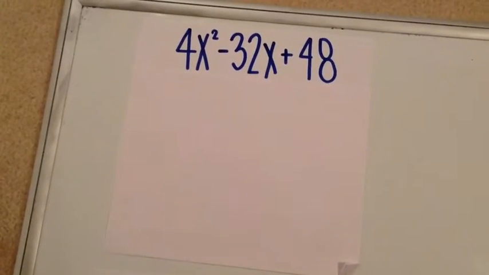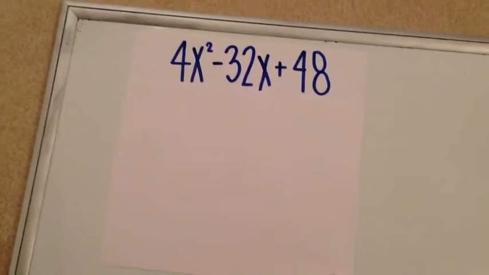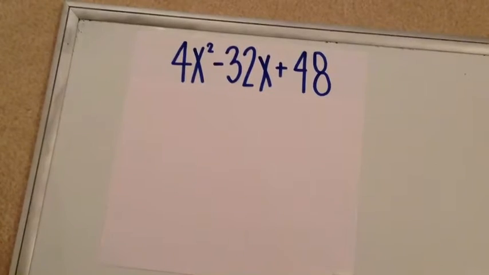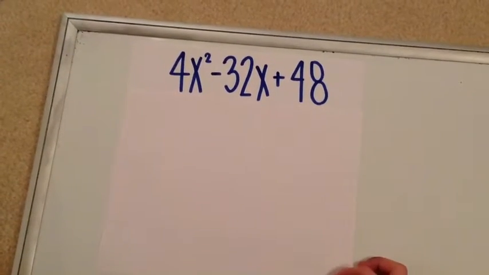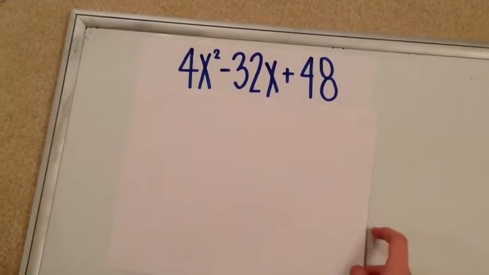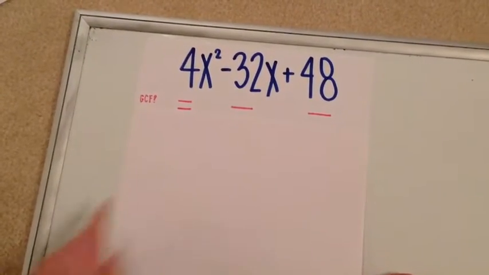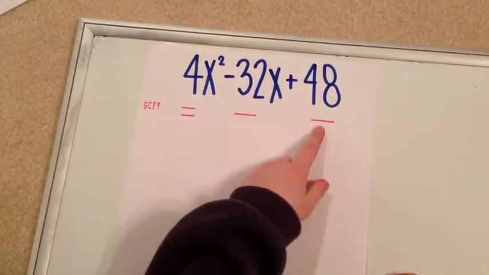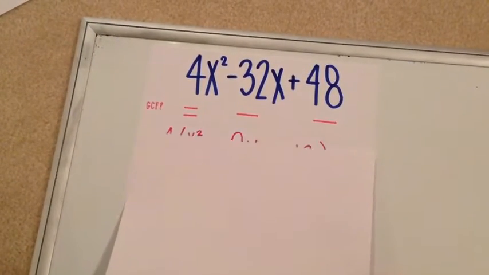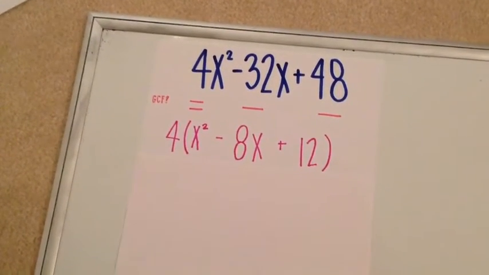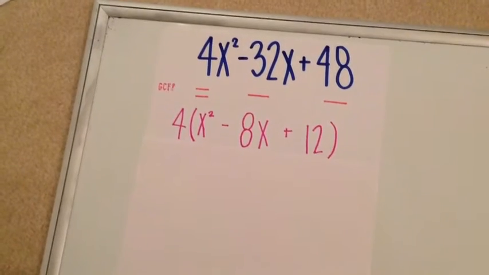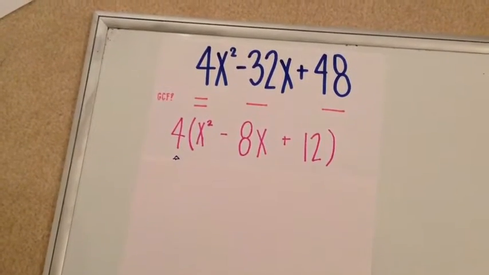Alright, let's try another problem. Our next one is 4x squared minus 32x plus 48. So once again, we're going to look at our first step, which is, is there a GCF? And when we look at it, you can see that you can take a 4 out of all these numbers. So our new problem is going to be 4 times x squared minus 8x plus 12.